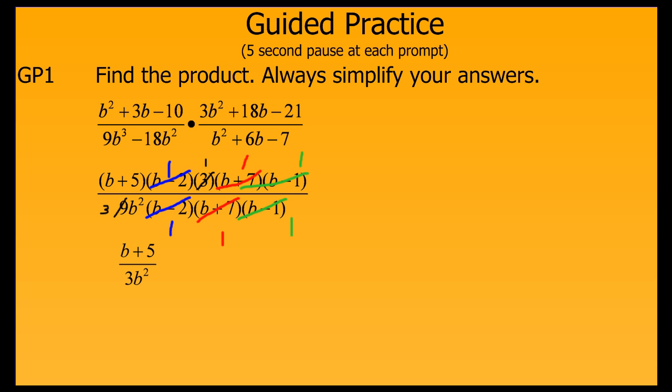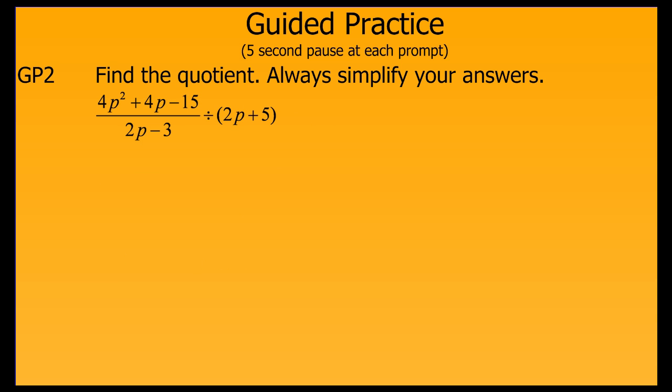Now we divide out any common factors, including 3, which divides into both 3 and 9. That leaves us with b plus 5 in the numerator and 3b squared in the denominator. Now what? Now we need to state our excluded values. x cannot equal 0, 2, -7, or 1, as each of those would make our original denominator 0.